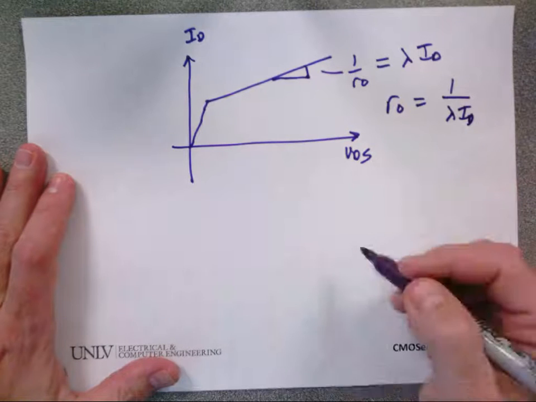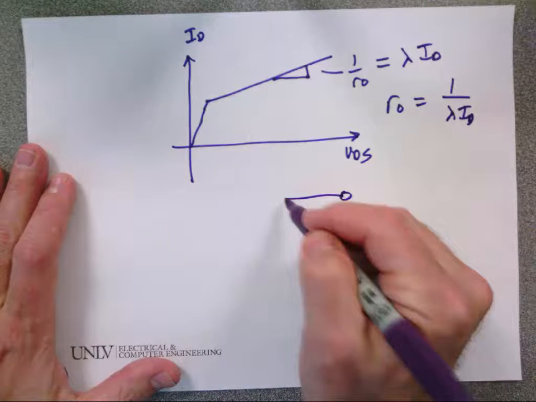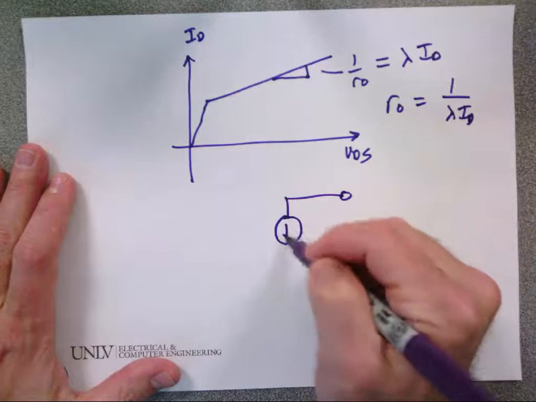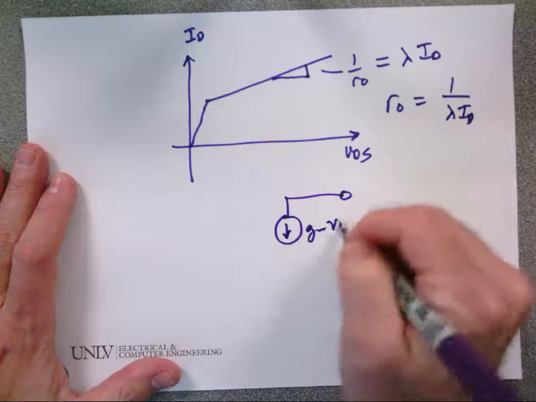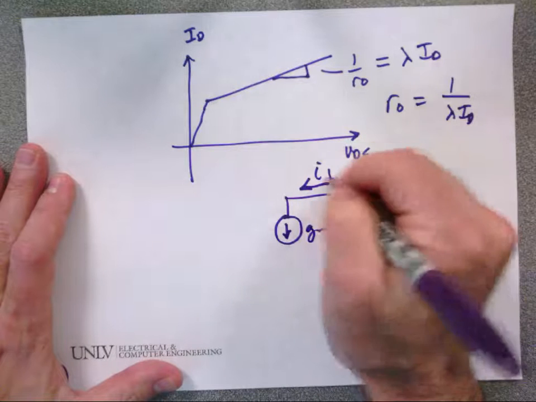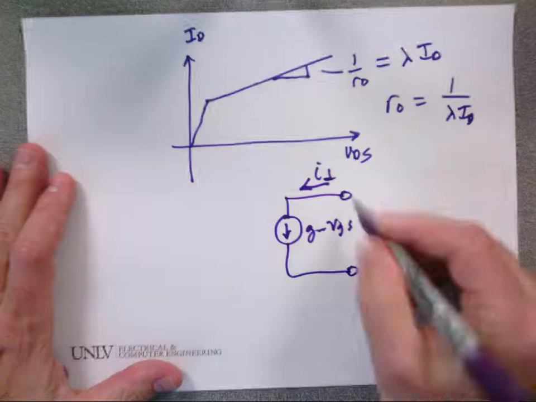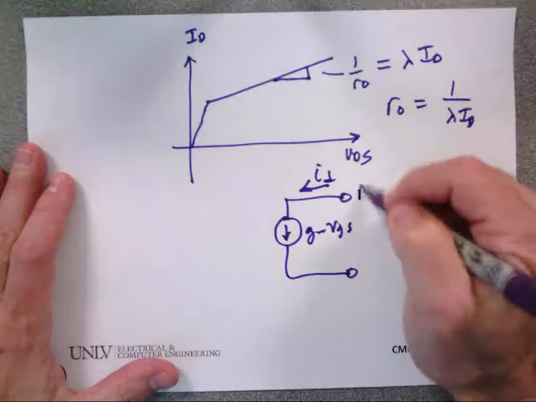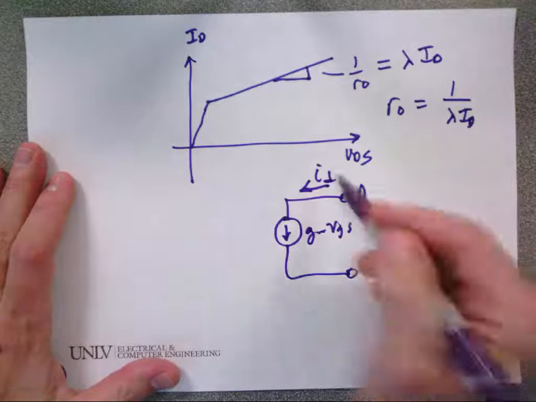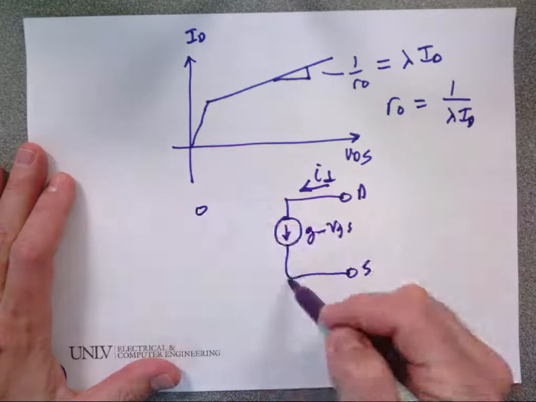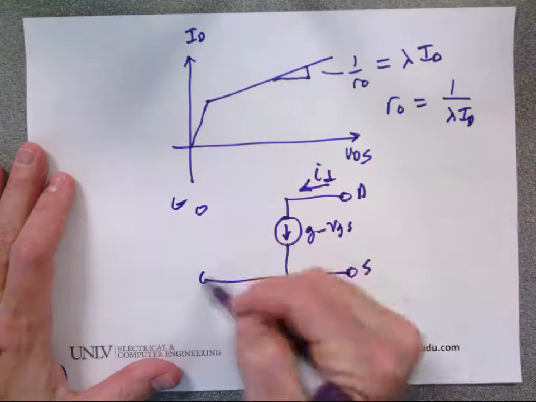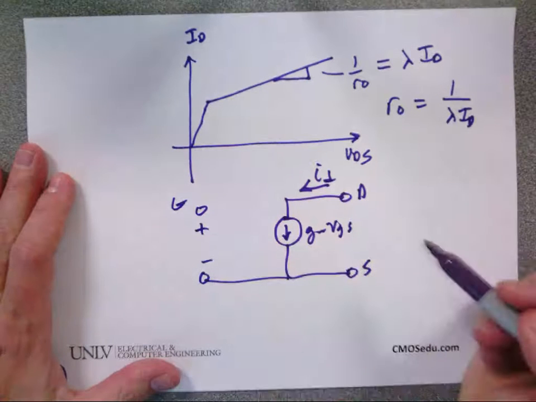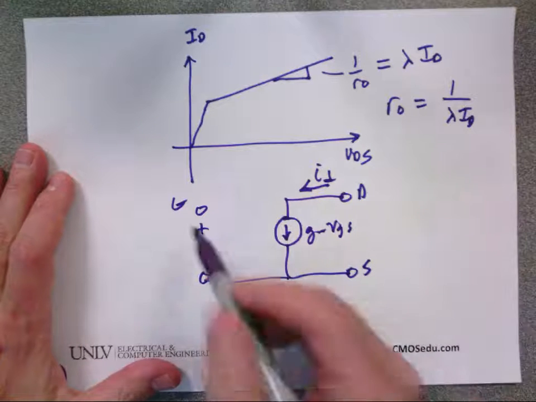So in the saturation region, we're going to model the device. The small signal model is going to be gm VGS. There's my ID. What are these two terminals labeled as? Drain and source. That's the current that flows. Here's my gate. What do I label this voltage? Yeah, VGS.